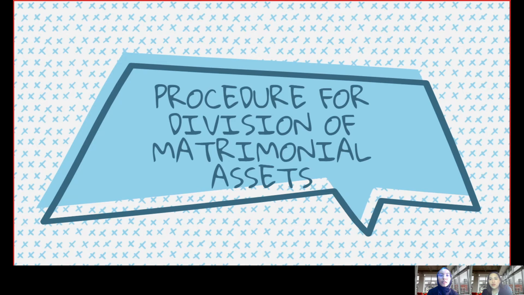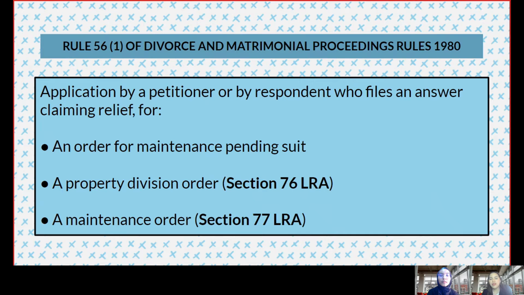Now let's move on to the procedure for division of matrimonial assets. Let's refer to Rule 56, Paragraph 1 of the Divorce and Matrimonial Proceeding Rules, 1980. So, an application by a petitioner, or by a respondent who files an answer, claiming relief for an order for maintenance pending suit, a property division order, Section 76 of LRA, and a maintenance order, Section 77 of LRA.